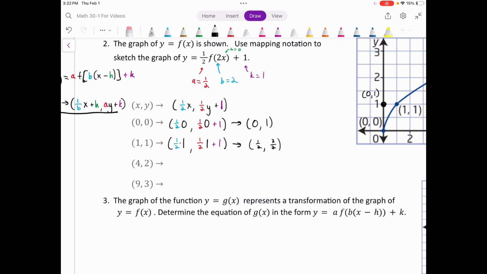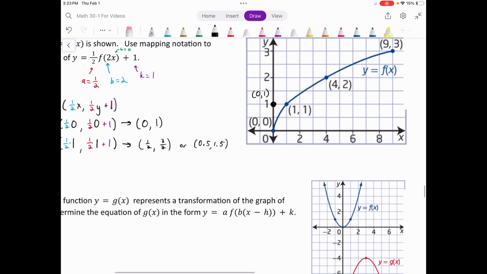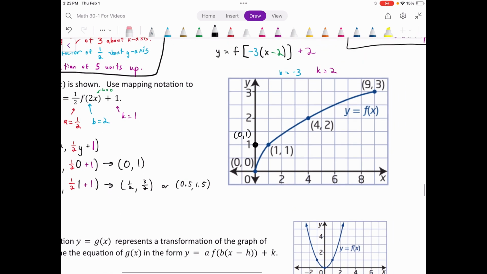Could work in decimals here as well. In fact, I might, because for graphs sometimes it's a little easier to think about where 0.5 and 1.5 are, and these are just halves, so they make nice decimals, not repeating decimals. But anyway, we've got (0.5, 1.5).